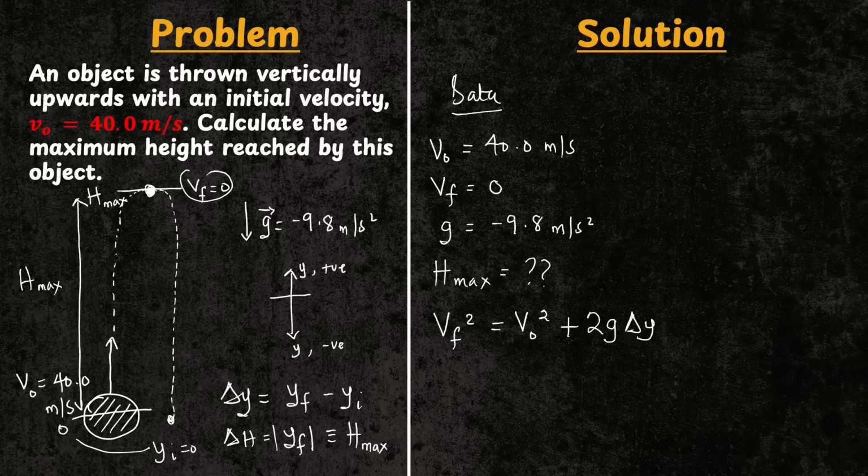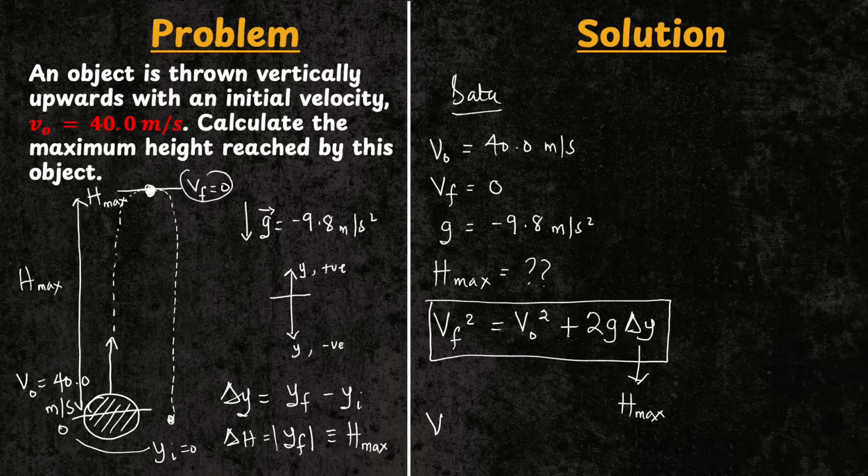Okay, so we should be familiar with this equation as one of the kinematics equations of motion. Now, this delta y is the vertical height or the displacement in the vertical direction traveled by this object. So we can replace it with what? H max. All right. So in this case, we have simplified the problem to Vf squared equals V naught squared plus 2g H max.